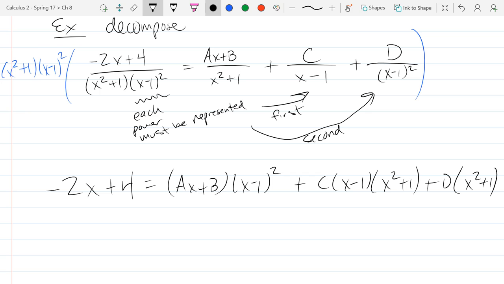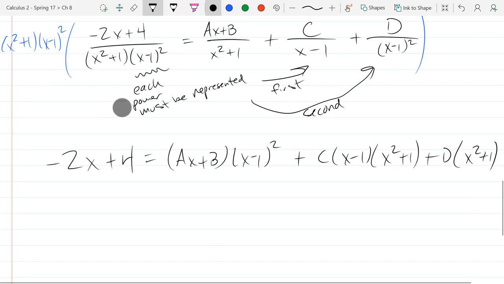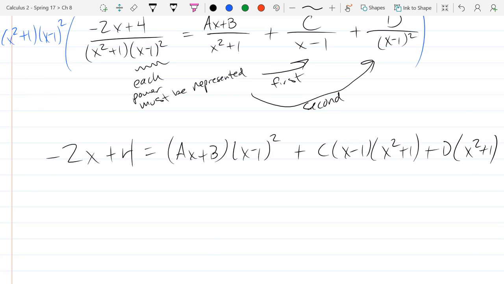Make sure you distribute correctly. If you make a mistake on this first distribution step, you have no chance of getting to the right values. So from here, we'll try the easy method, which is plug in some x values.